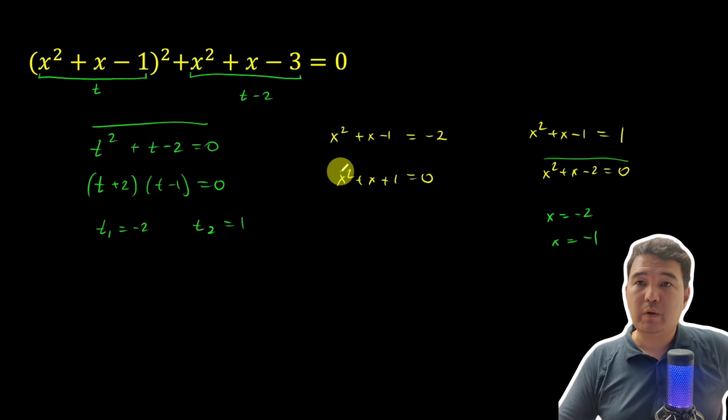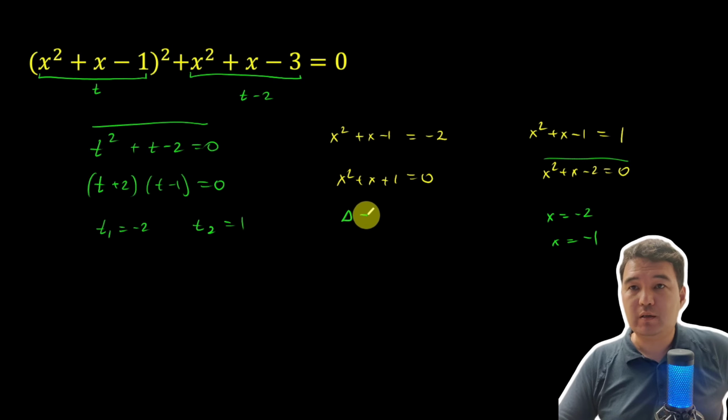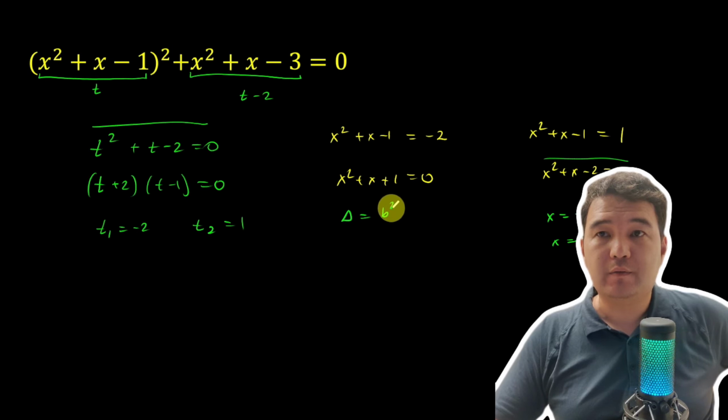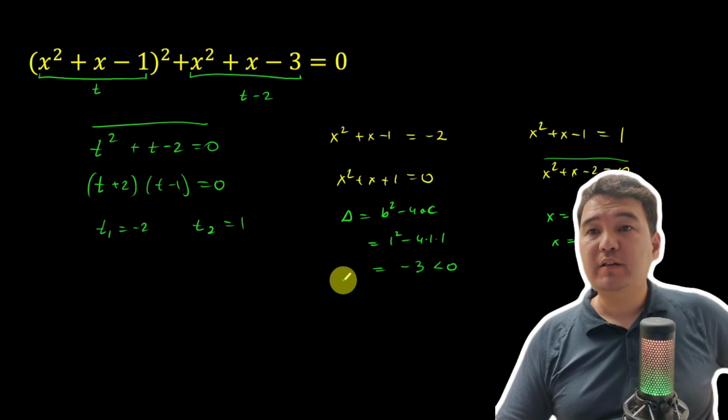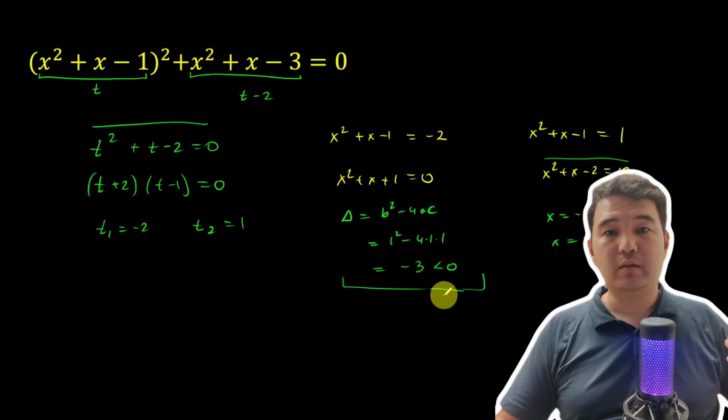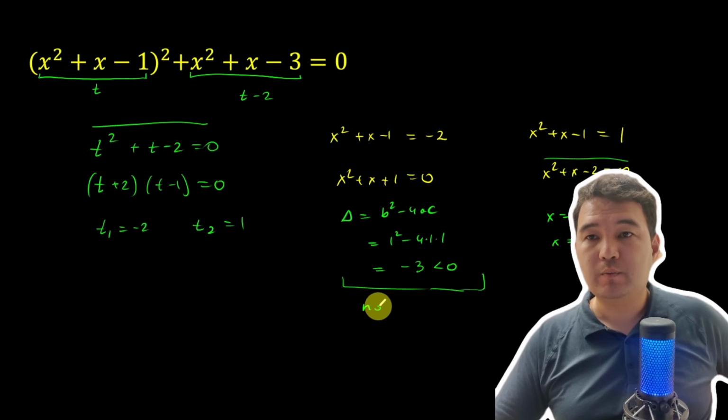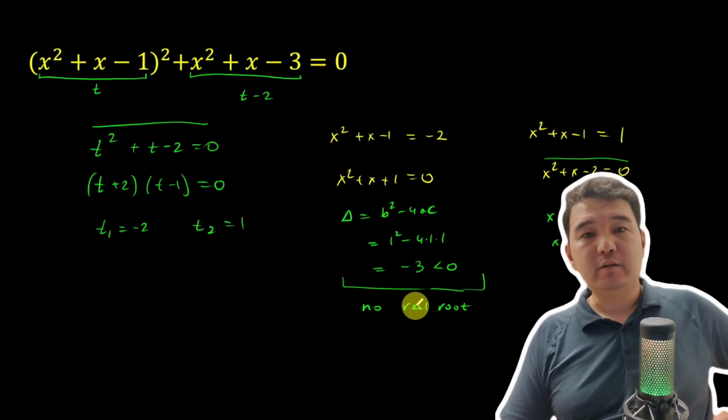Now let's solve this equation. Let's first find the discriminant, which is b squared minus 4ac. b is 1, so 1 squared minus 4 times 1 times 1 gives you negative 3, which is a negative discriminant. So this part of the equation has no real roots. So the other two roots are complex roots. We are not going to find them, but there are two real roots, which are negative 2 and negative 1.